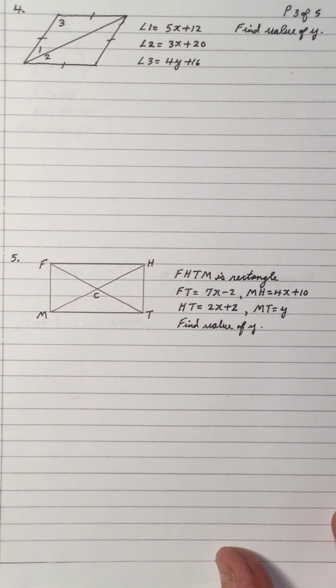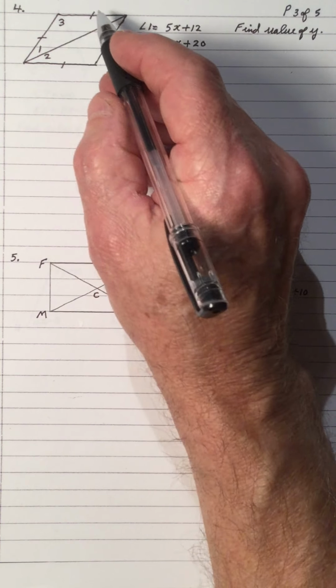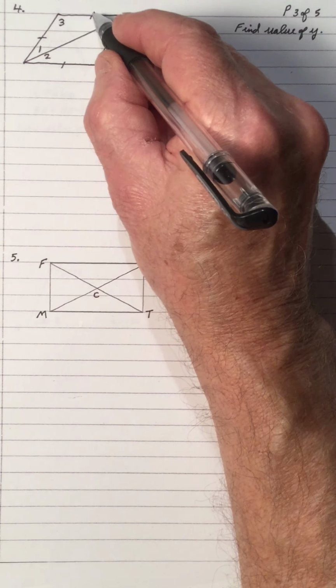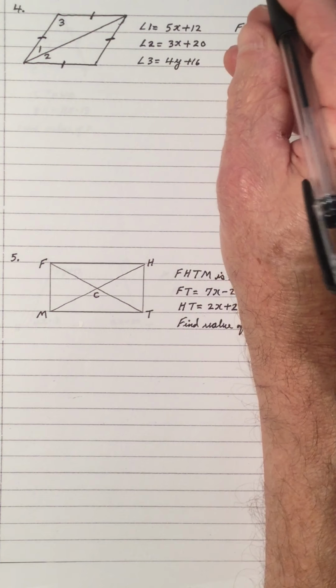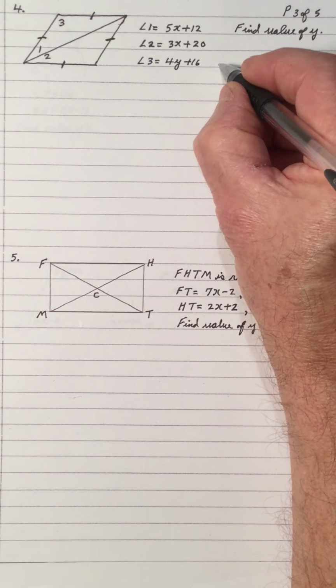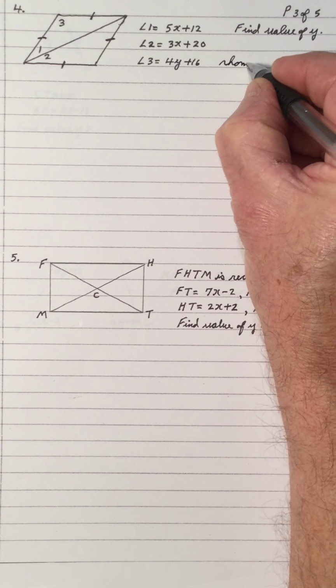And again, you can pause the video at any time and work these out. Now we have another diagram of a quadrilateral, but notice this time we have 4 sides equal. Okay, that means we have a rhombus because we have 4 sides equal.